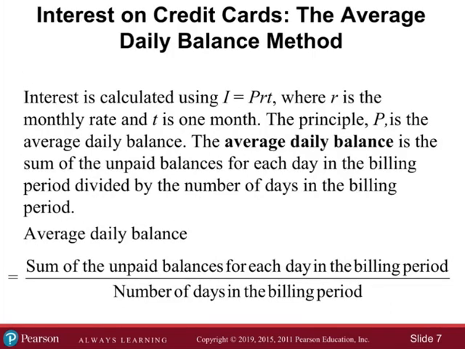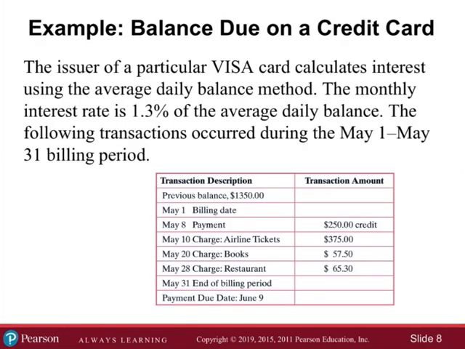Interest is calculated using simple interest, I equals PRT, where R is the monthly rate, and T is 1 month. The principal P is the average daily balance. The average daily balance is the sum of the unpaid balances for each day in the billing period divided by the number of days in the billing period. That's okay. We might be done with this soon.